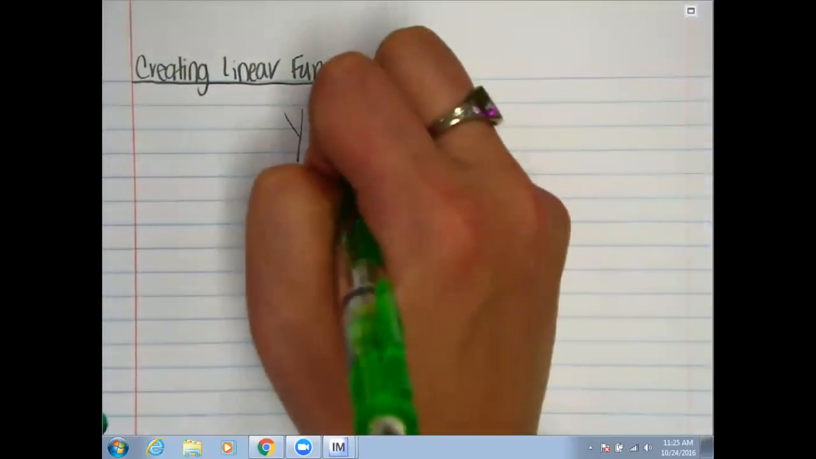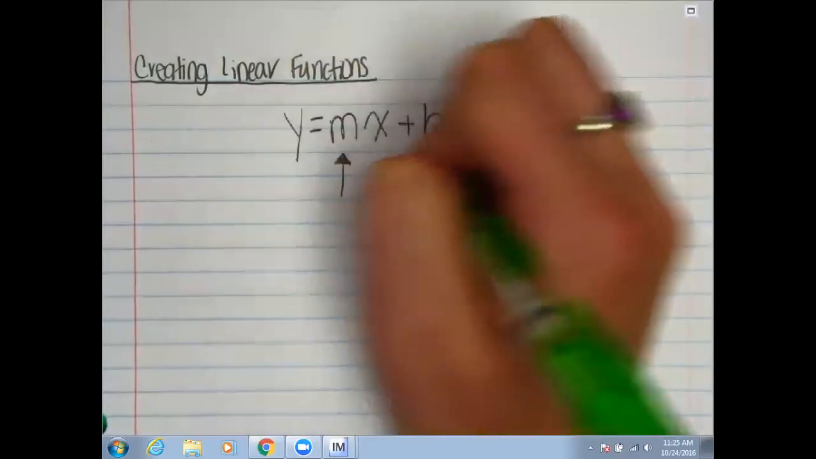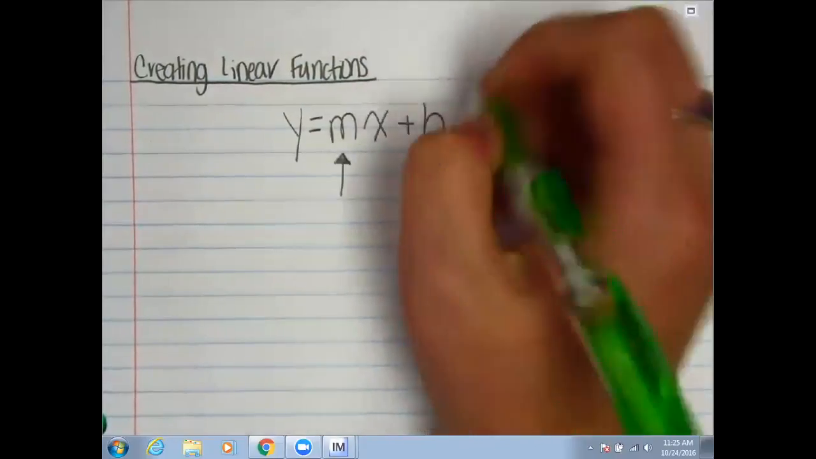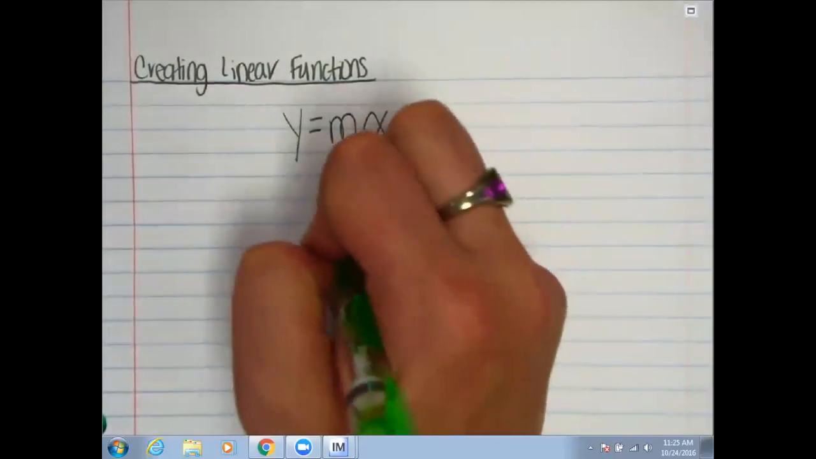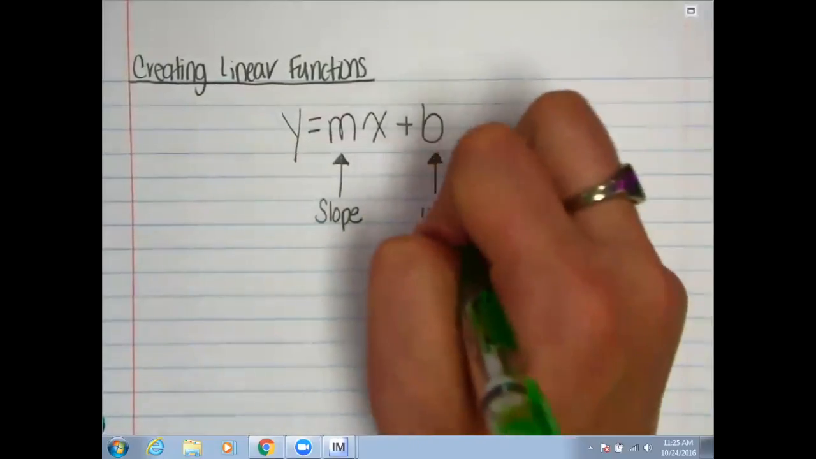And what are the two things you need to create that equation? By the way, I'm pointing to them right now. I'm looking for the arrows. M and B. Okay, and what does M stand for? Slope. And what does B stand for? Y-intercept.